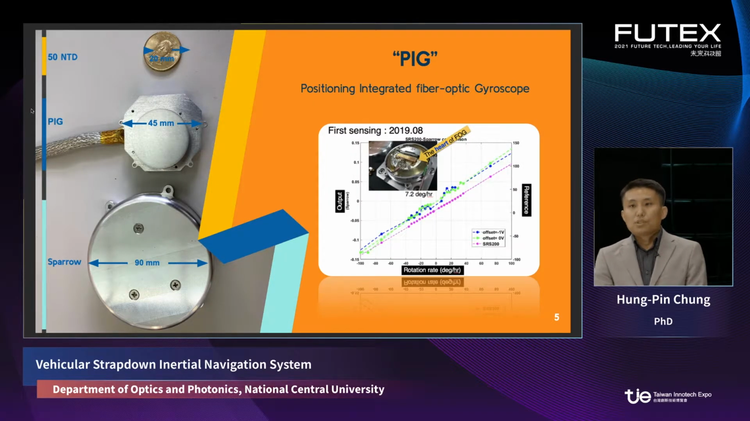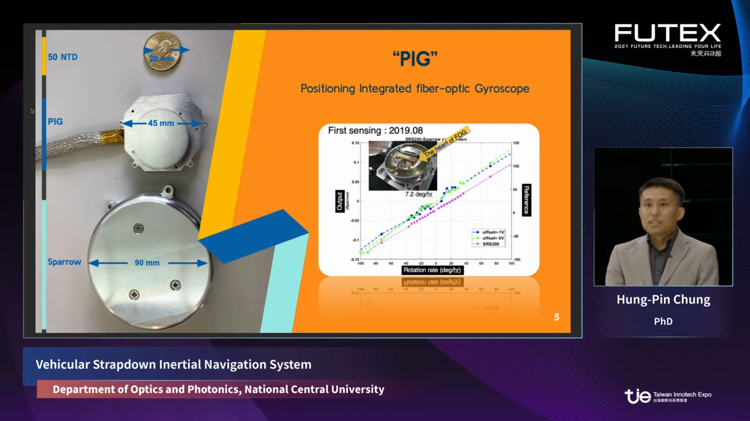This PIG is compared with the standard first generation gyro, which we call the Sparrow. The Sparrow is around 90 millimeters in diameter, but the second generation PIG is only 45 millimeters in diameter, which is a little larger than a 50 NTD coin.